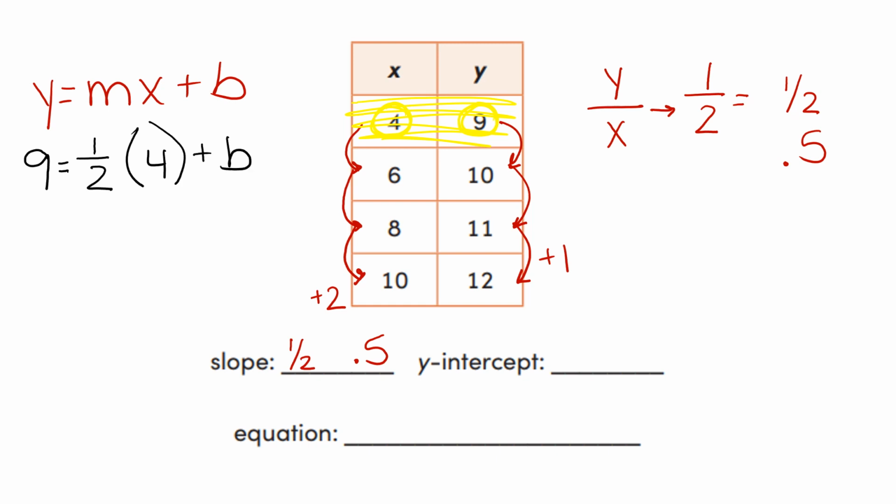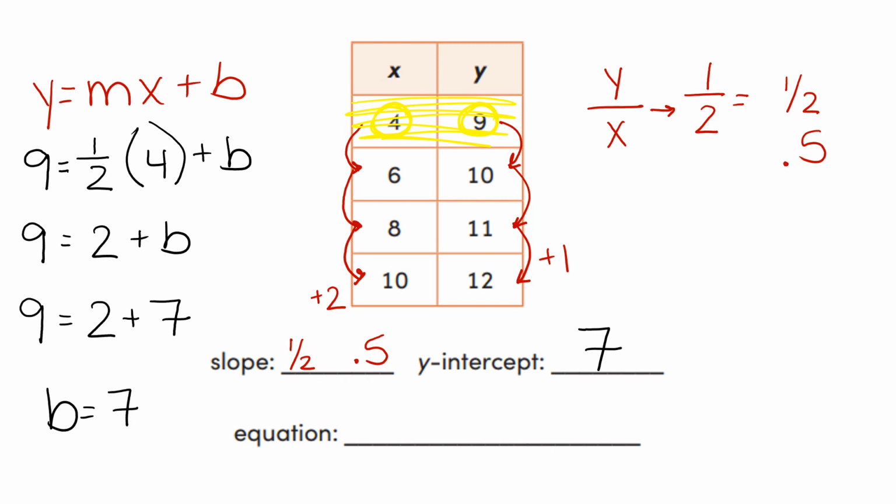1/2 times 4 is 2, and we know that our equation would be 2 plus 7 to give us 9. 2 plus 7 is 9, so that means that b is equal to 7. So our general equation is y equals mx plus b, y equals 1/2 x plus 7.